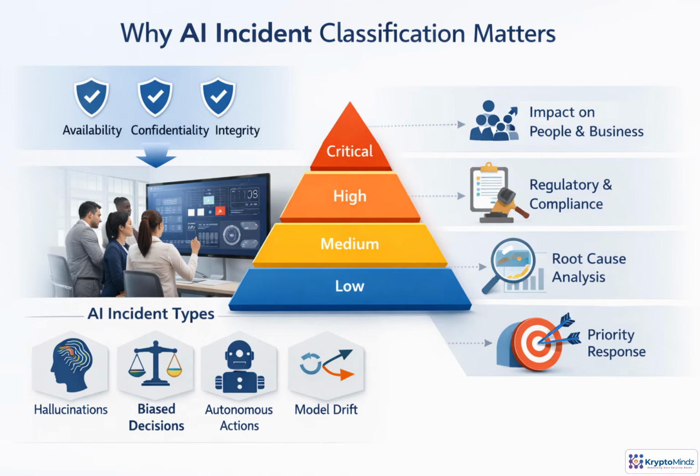AI incidents go beyond system outages or data breaches. They can involve harmful outputs, unfair decisions, unintended autonomous behavior, or performance drift. Classification gives teams a shared language under pressure, helping them judge impact, meet compliance duties, identify root causes, and prioritize the failures that matter most.